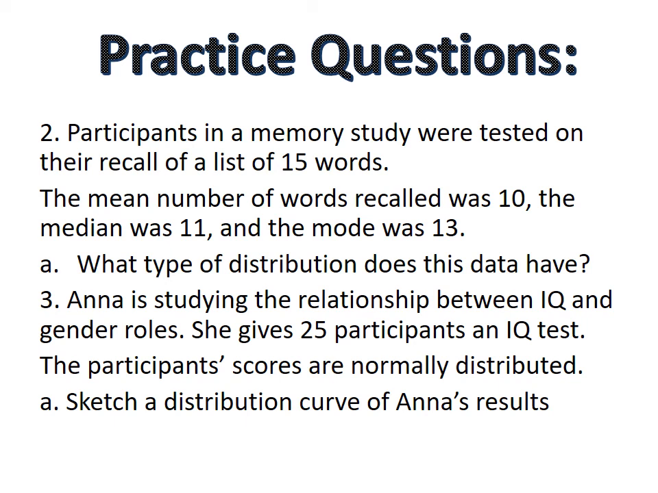Participants in a memory study were tested on their recall of 15 words. The mean number of words recalled was 10, the median was 11, the mode was 13. And you have to say, what type of distribution does that have? In the second question, Anna is studying the relationship between IQ and gender roles. She gives 25 participants an IQ test. The participants' scores were normally distributed. So sketch a distribution curve for Anna's results. Pause, do it, or look at the answers.